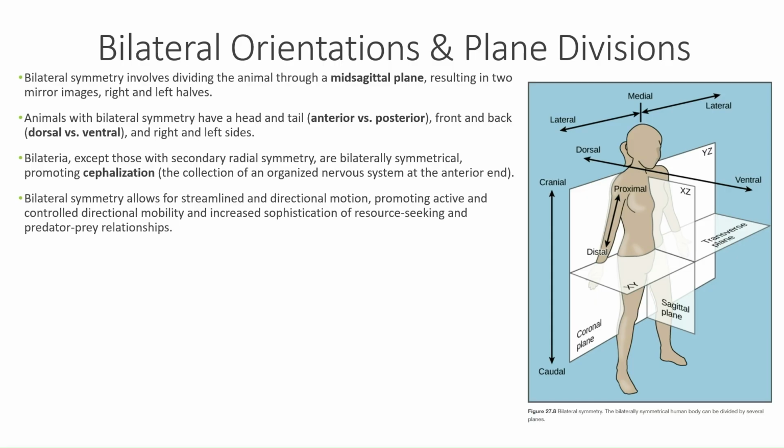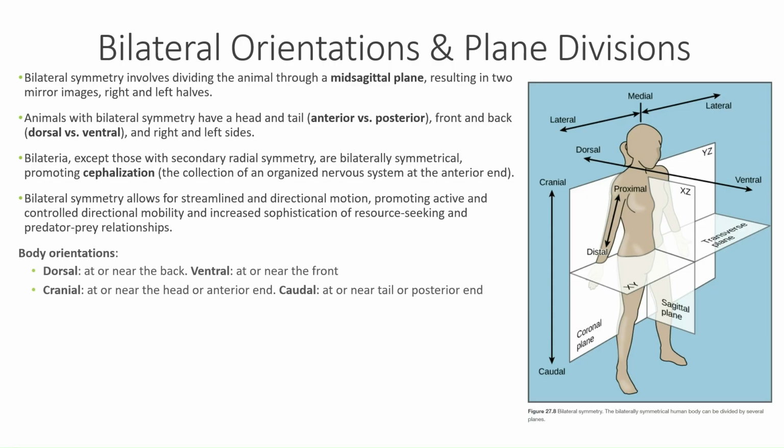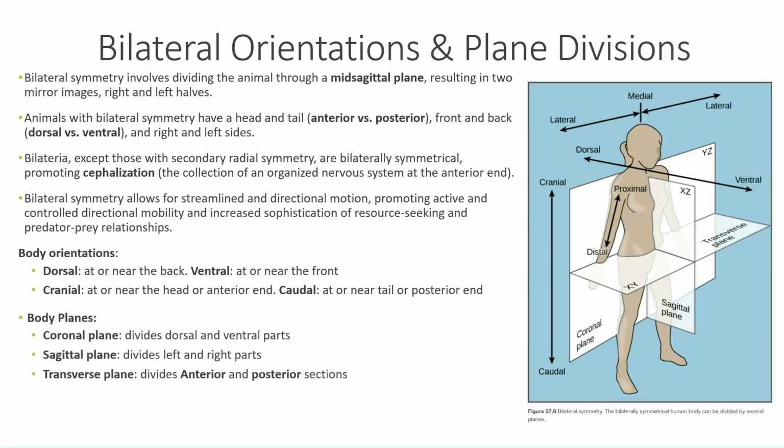Some terms will refer to the location along the body. For example, dorsal means located at or near the back, and ventral means located at or near the front. On the other hand, cranial means located at or near the head, or anterior end, while caudal means near or at the tail or posterior end. And the diagram on this slide labels the different body orientations and planes. So it's good to get familiar with each one of these as I go through it.